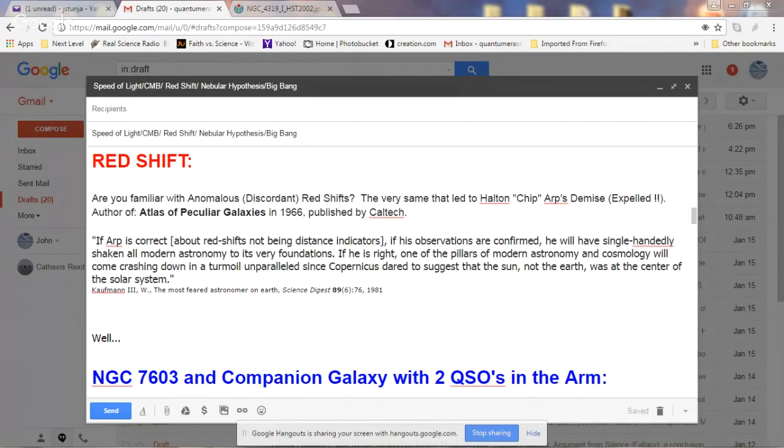So the idea is that things moving away from us are going to fall into the spectrum of red. Things moving towards us are going to fall more towards blue. And this is apparently why we see these colors out in the sky.